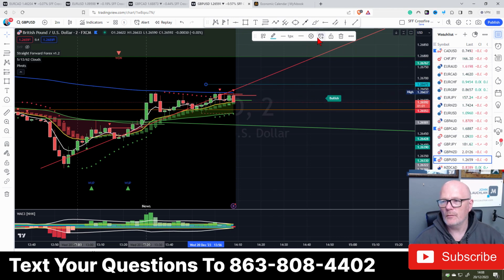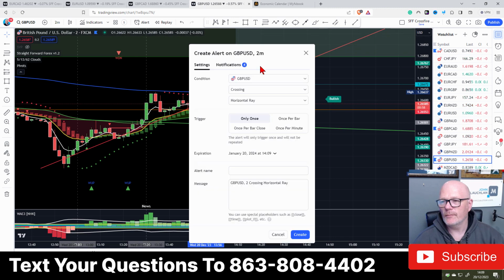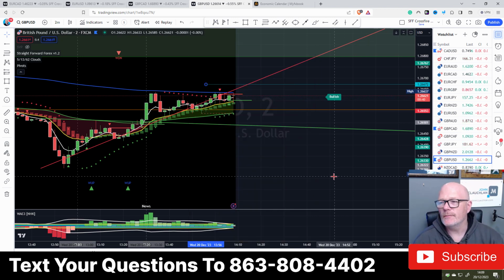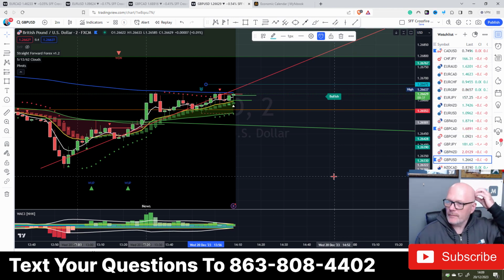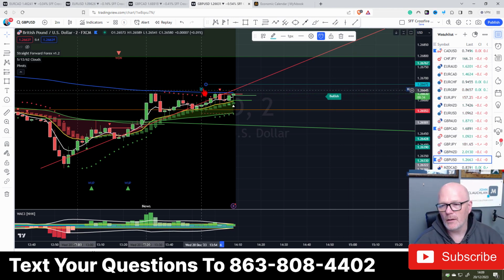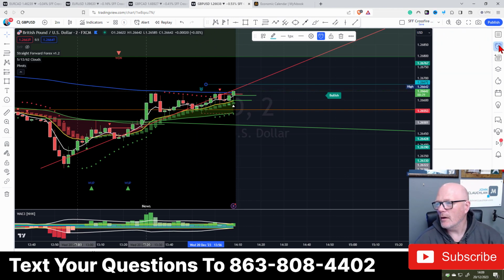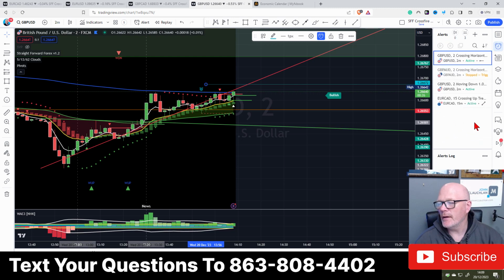Okay, so we just click that, put an alert on it, and GBP USD is crossing the horizontal ray only once. Sorry, flies. Only once, and then we can customize the message, whatever message we want, and click on create. Okay, and that's it. It's now got an alert on that line, and as you can see, we've got a little timer clock there. If we go into the little clock, the alerts, we can see the alerts are there, and we can add them or do whatever we want to do with them.